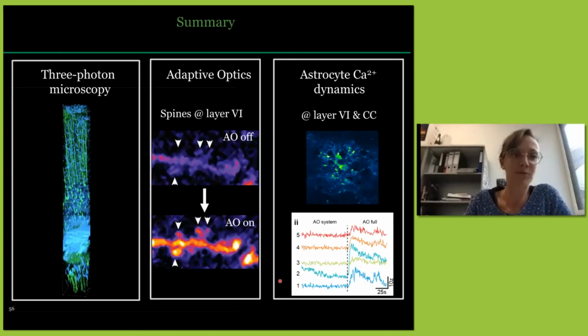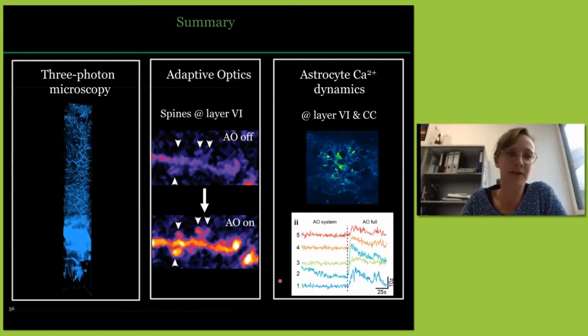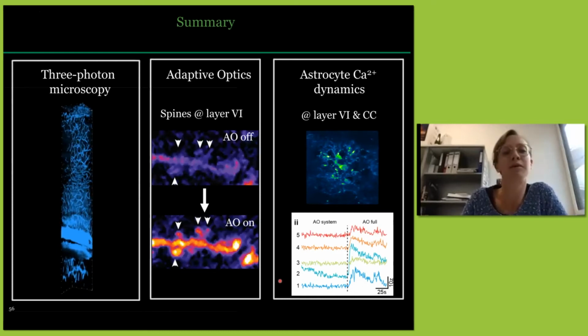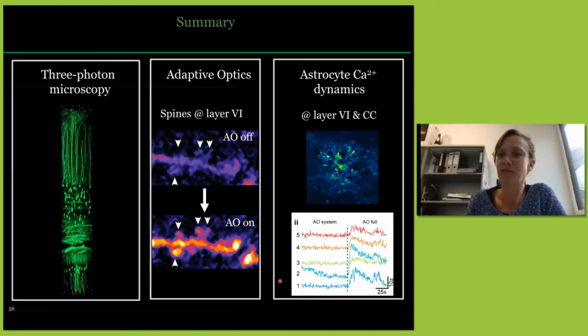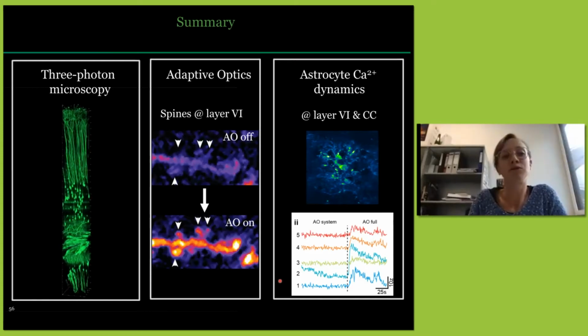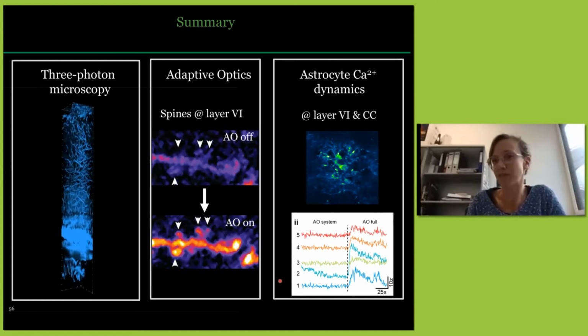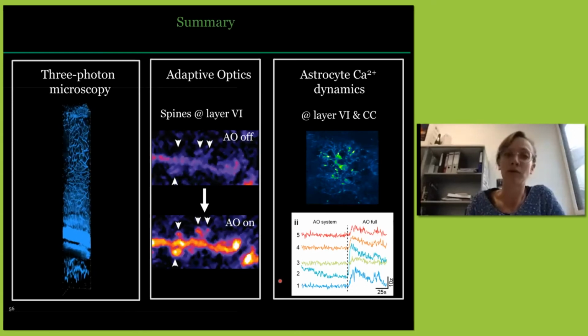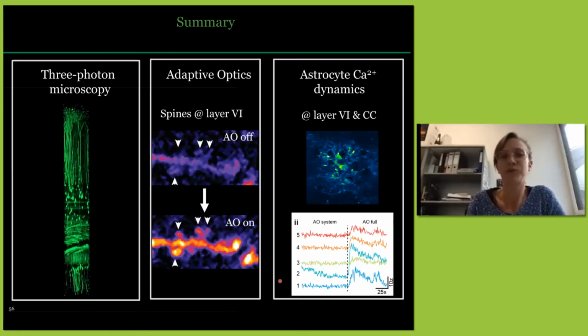So in summary, I've presented you three-photon microscopy in combination with adaptive optics, which now allows us to recover near diffraction limited resolution down to a millimeter depth in the brain, which now we can address new questions previously not addressable. For example, we could now study synaptic remodeling in a layer-specific manner. And we can also now investigate the differences in the calcium signaling between protoplasmic and a previously understudied fibrous astrocytes.